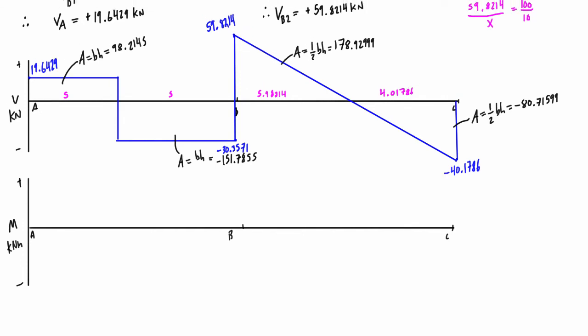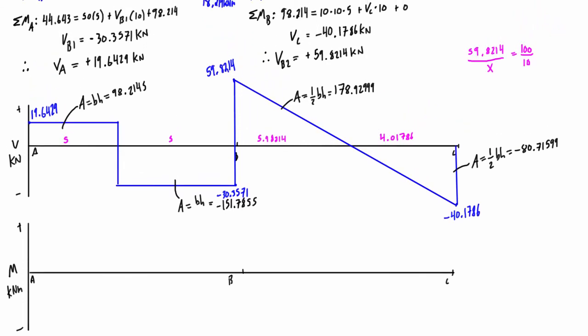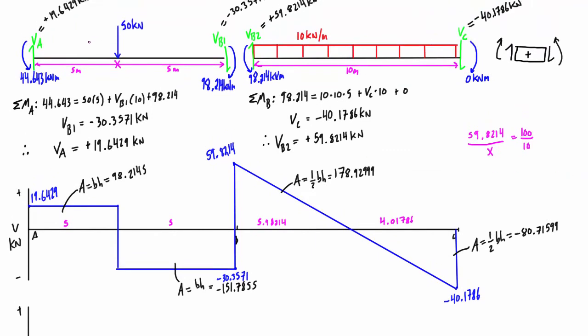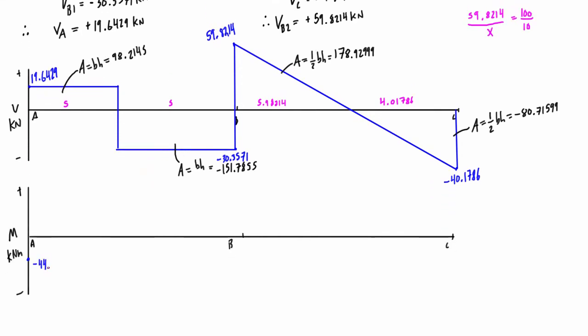So when we come up here, we have to figure out what we're starting with for the internal moment at point A. But we did calculate that here. It was negative 44.643 kilonewton meters. So let's drop that on. And then the next point that we want to put on is here at this discontinuity. So we have a change in magnitude of the area here. The change in magnitude is 98.2145. So if you add that to negative 44.643, we get 53.5715. Okay, the next area here is negative, so we're going to be subtracting. So we have 53.5713 minus 151.7855. That brings us down to negative 98.214.